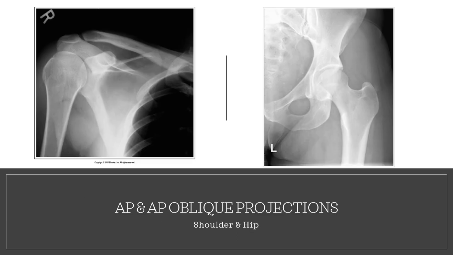AP and AP oblique projections of the shoulder and hip should be hung as if they were facing you, erect, standing. The markers should be placed laterally. So take a look at this hip image. It should not be marked medially down at the bottom. Preferably, it should be marked laterally at the top, and the shoulder is good.